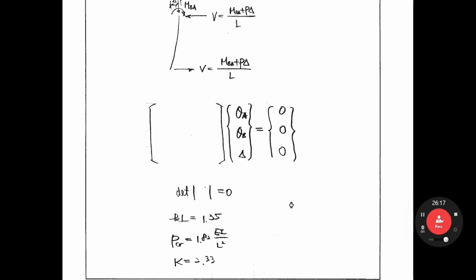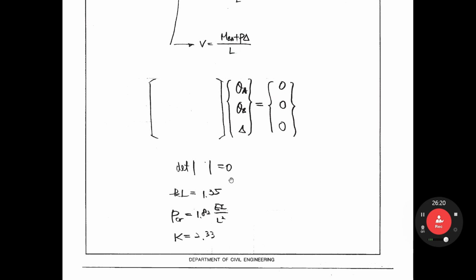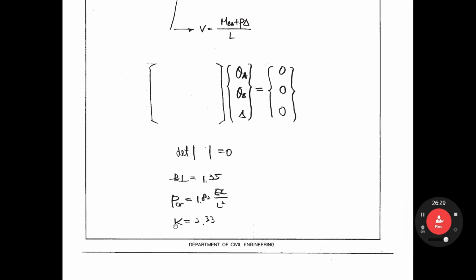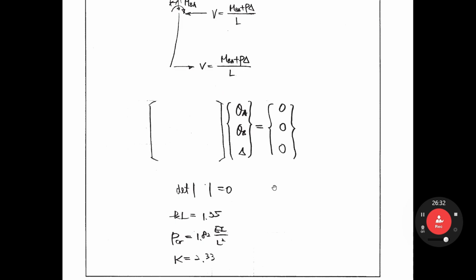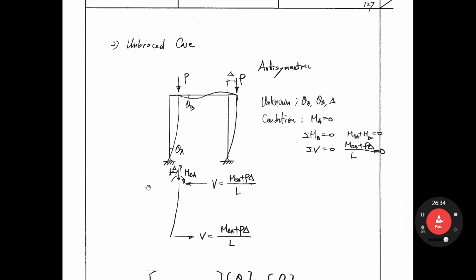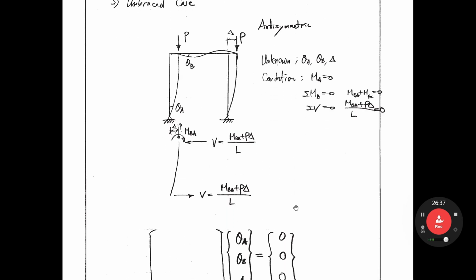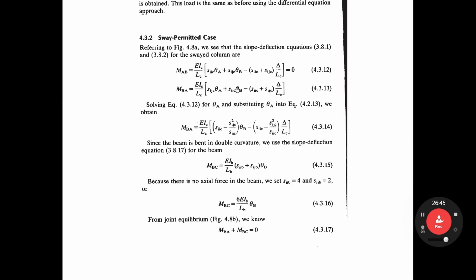From this equation, you can get KL equal 1.35. From this, you can get PCR equal 1.82 EI over L square, and then you can get the effective length factor 2.33. That is the whole procedure in this unbraced case. From now on, I'll show you a somewhat more detailed procedure for the sway permitted case. I just follow your book.